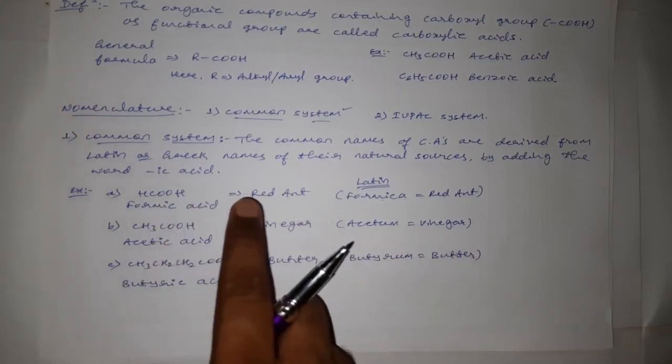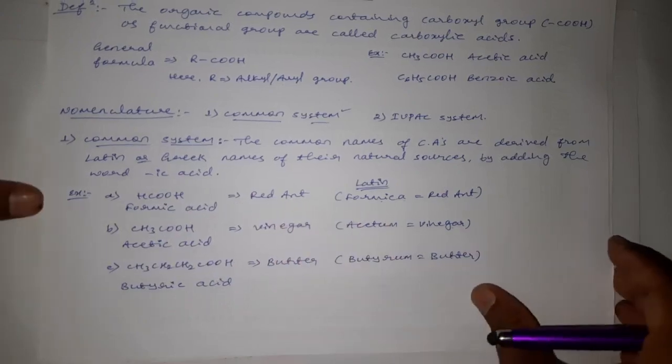This is all about the common system of nomenclature for carboxylic acid. Okay. Then now let me explain about the second nomenclature system, that is the IUPAC system.